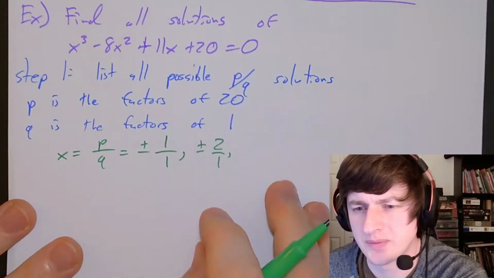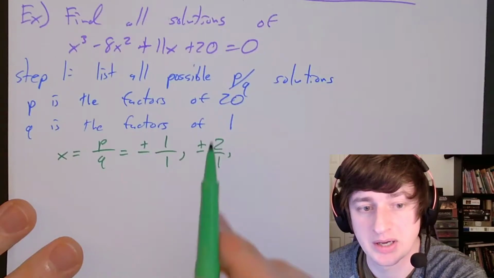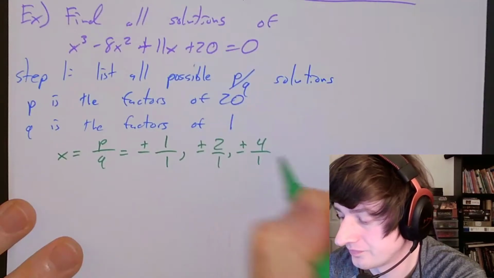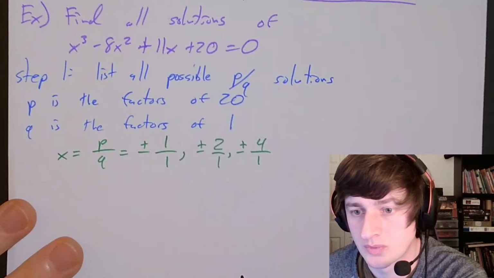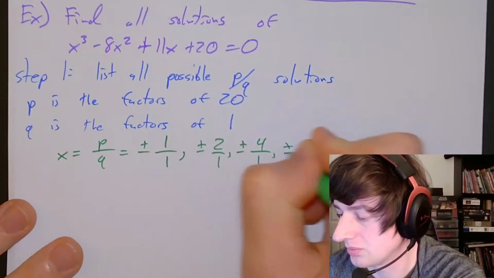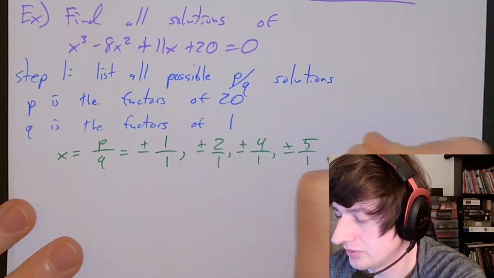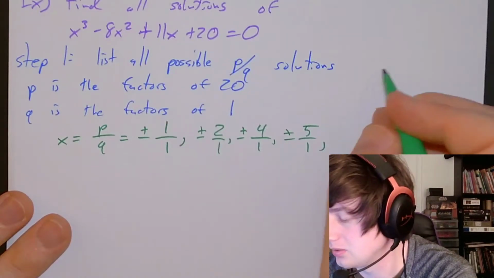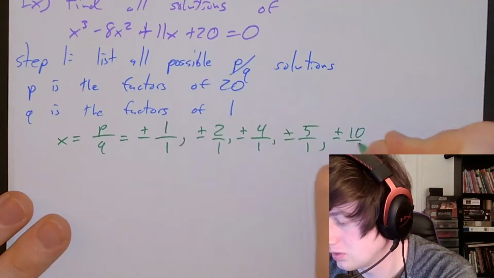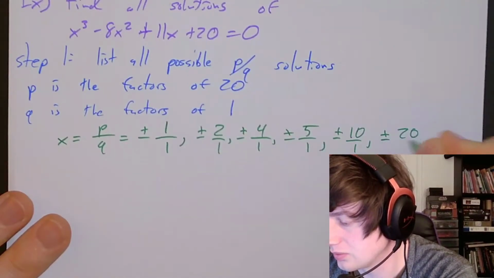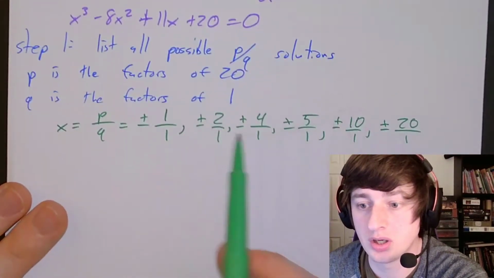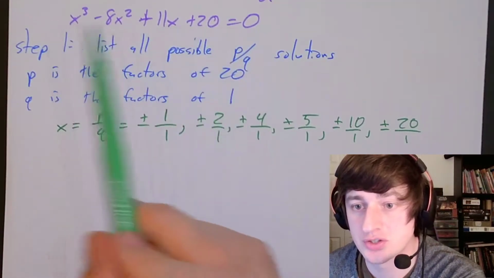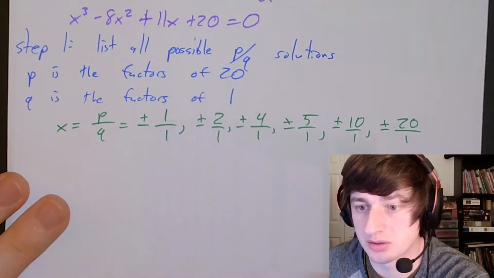I can divide 20, I can't divide it by 3, that'd be the next number in line. But I can divide it by 4, so plus or minus 4. And then I can divide it by 5, plus or minus 5 over 1. 6, 7, 8, 9, 10. And then plus or minus 20 over 1. So all of the rational roots, all of the solutions that make this function 0 are here.